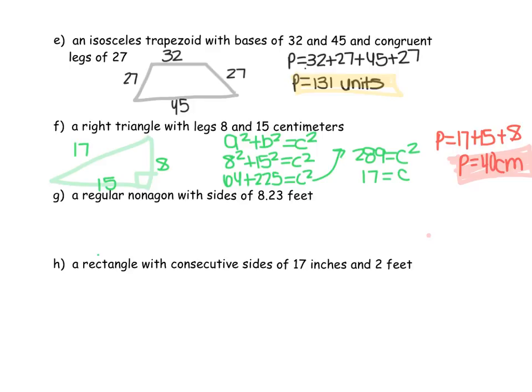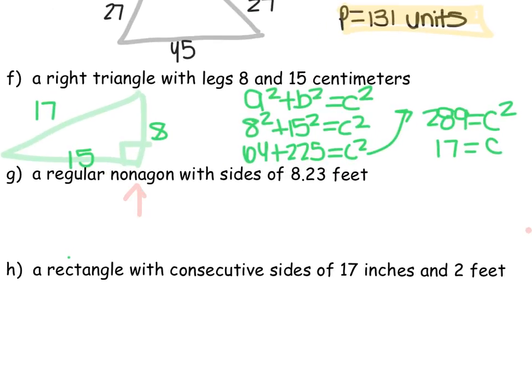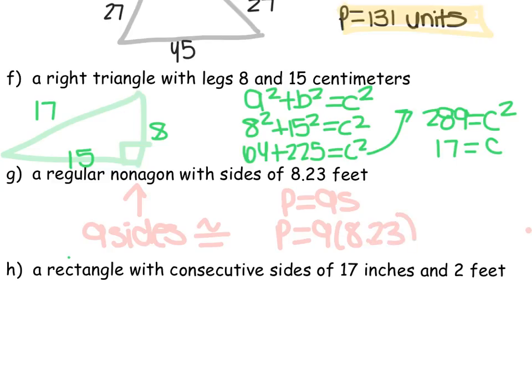I'm going to go over G, and then we're going to skip down to the next page. For G, a regular nonagon. If it is a regular shape, you assume all 9 sides are congruent. So you would take your side, which is 8.23, and plug it in. You are definitely going to need your calculators for these, especially when we get back and you have a test or quiz or the trimester exam. So 74.07 is going to be your perimeter here, and it was measured in feet.